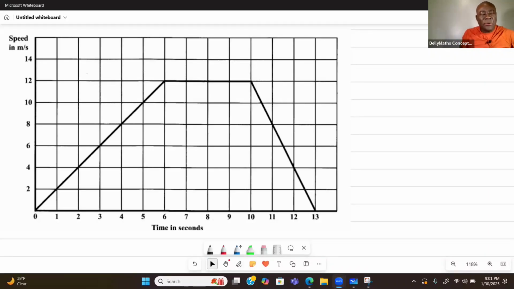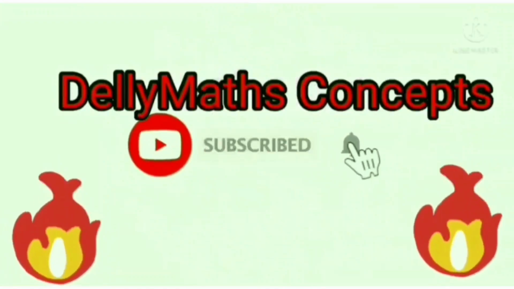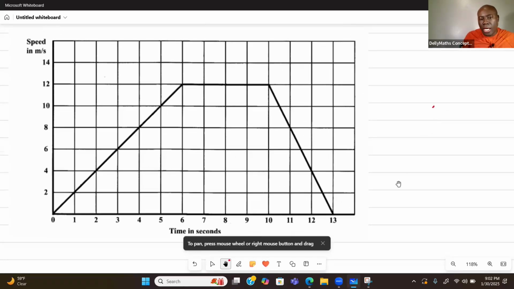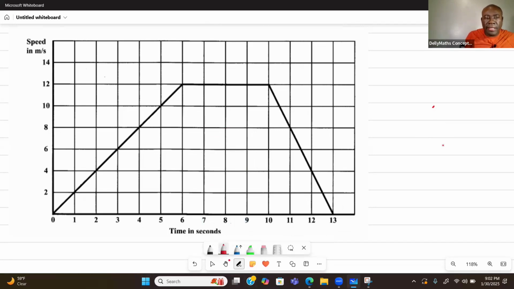Today we are looking at one of those speed versus time graph questions, one of those CXC questions that comes at number 9. It says the diagram below shows the speed time graph of the motion of an athlete during a race. So we're looking at that. This is really representing the motion of an athlete, as you could see, the various phases. Now let us see the questions that we're being asked to handle.